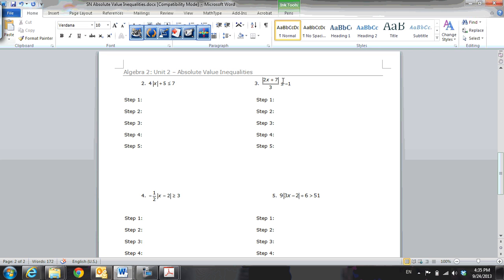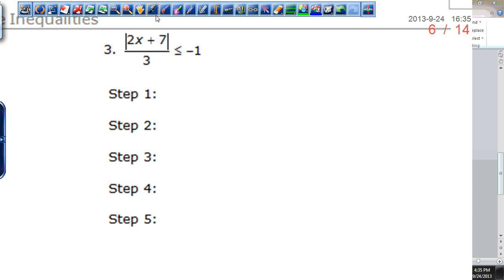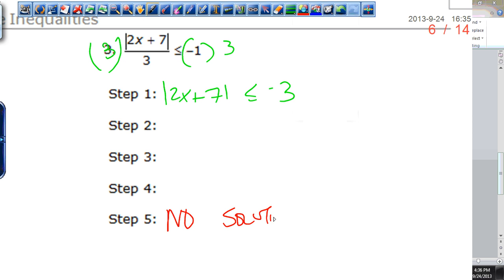I want to work a couple of problems just to show and prove some points. First thing we do is isolate the absolute value, so multiply by 3. So then I get 2x plus 7 is less than or equal to negative 3. The next step says to rewrite, or we're just going to say no solution. But what about all this stuff? Well, if you refer back to our notes, anytime we have an absolute value and then it's less than a negative number, this cannot happen. Whatever we plug in, it can't be less than negative. So that's why we say no solution.